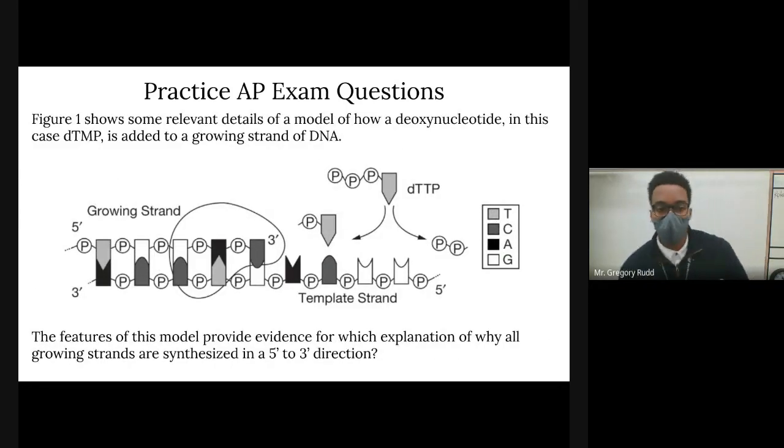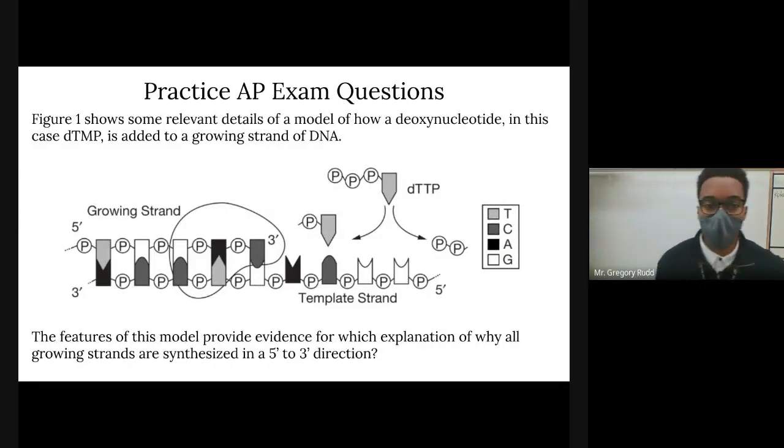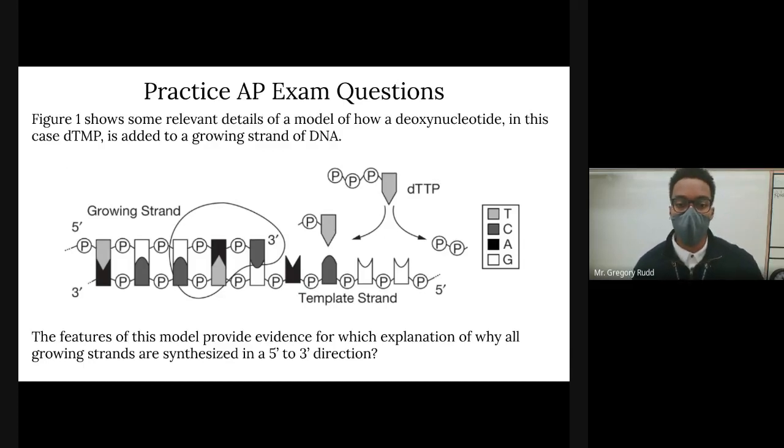Okay, let's take a look at this one. Figure 1 shows some relevant details of a model of how a deoxynucleotide, in this case dTMP, is added to a growing strand of DNA. The features of this model provide evidence for which explanation of why all growing strands are synthesized in the 5 prime to 3 prime direction. So this is basically what I was just talking about. There's chemistry involved that prevents us from adding new nucleotides on the 5 prime carbon.